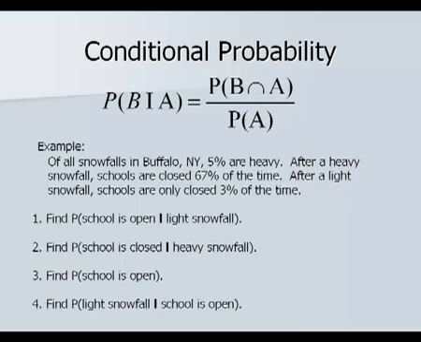Here's our example. Of all the snowfalls in Buffalo, New York, 5% are heavy. If a heavy snowfall occurs, schools close 67% of the time. After a light snowfall, schools closed only 3% of the time. There are 4 probabilities we're going to find, and we're going to take them one at a time on each of the next 4 slides. Starting with the first one, the probability that school is open given it was a light snowfall.